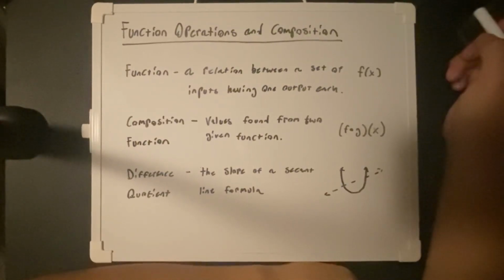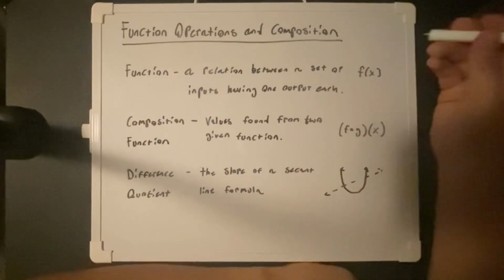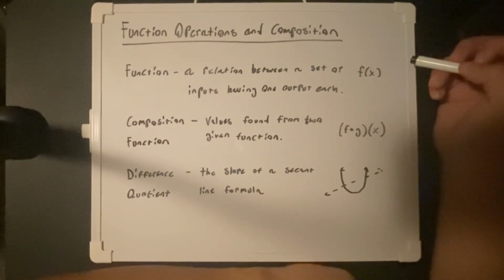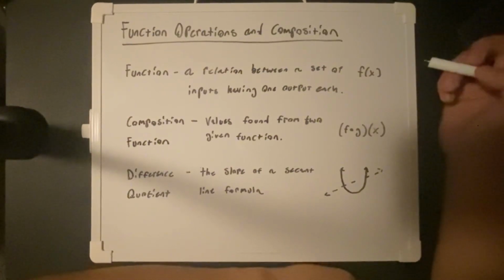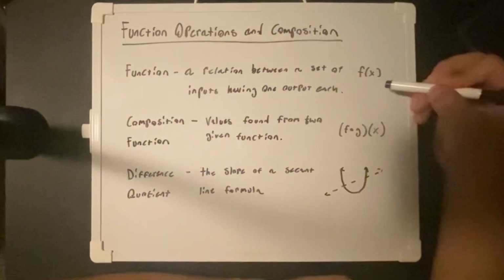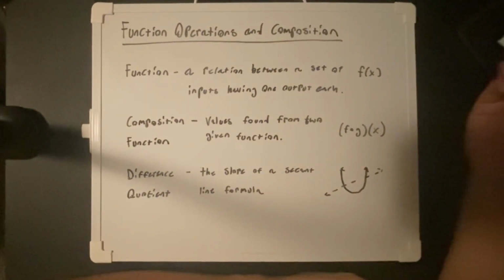For today's lesson, we will be discussing function operations and composition. But before we get started, we must go over a few definitions. Function. A function is defined as a relation between a set of inputs having one output each. For example, we have f of x. Another example you can think of is a graph or a table full of data that you have to interpret to get f of x or g of x.